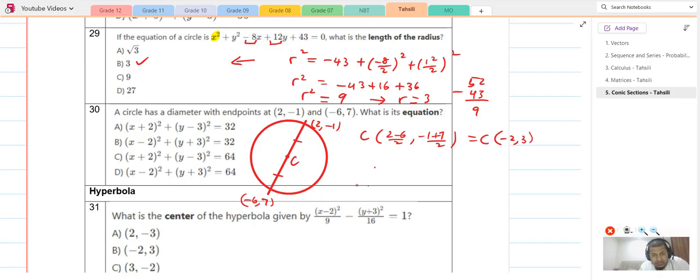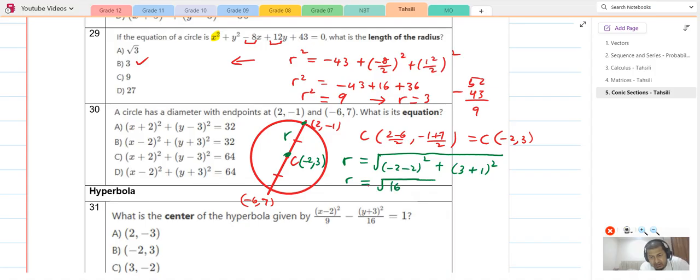What's the radius? The radius is simple. The center is minus 2 and 3. So the radius is here. So find the distance. Use the distance formula to find the radius. So radius is equal to square root of minus 2 squared plus 3 minus 1, so 3 plus 1 squared. So r is equal to the square root of 16 plus 16, which is square root of 32. R is equal to square root of 32, therefore r squared is 32.